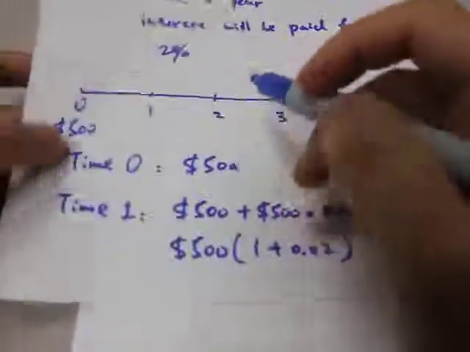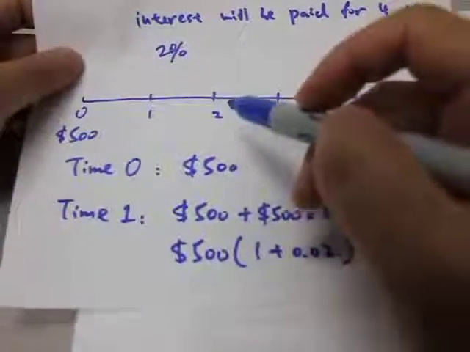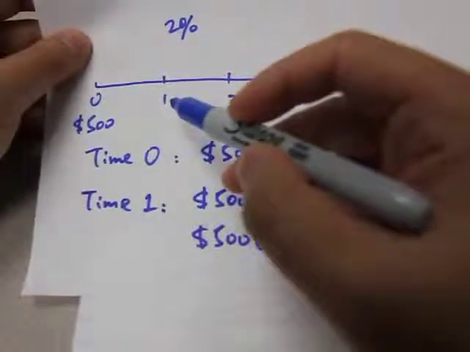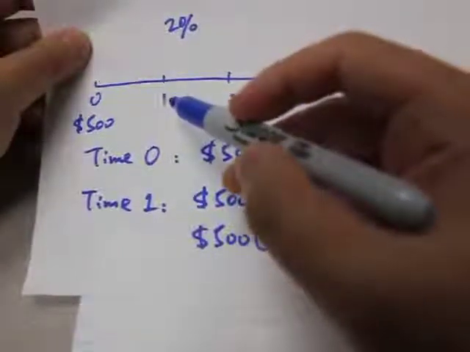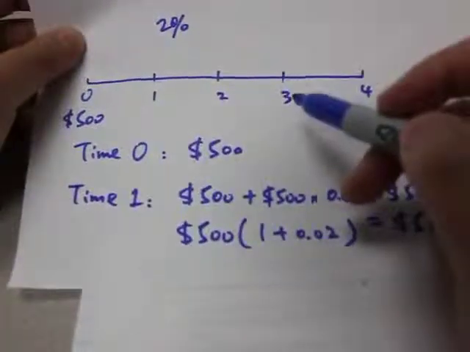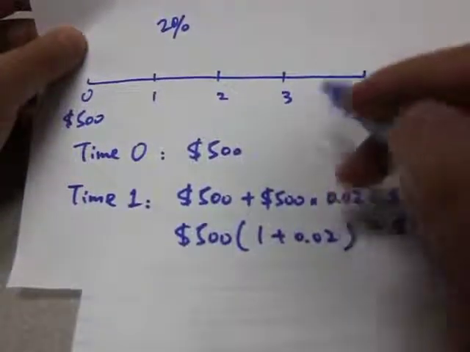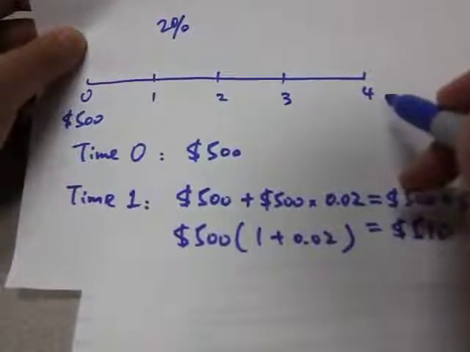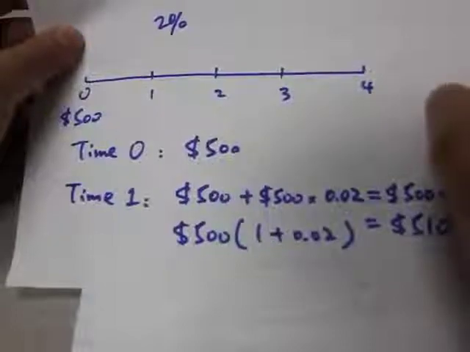Well, now let's take a look at time 2. So time 2 corresponds to the end of the first year, and time 1 corresponds to the end of June, right? And time 3 corresponds to the end of June of the second year, and time 4 corresponds to the end of the second year.